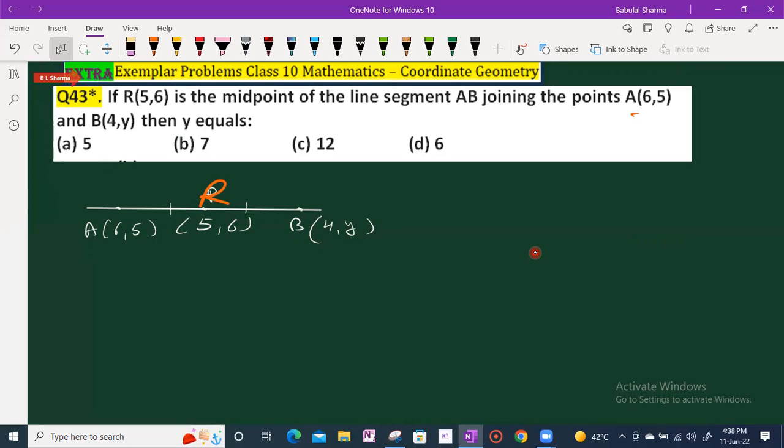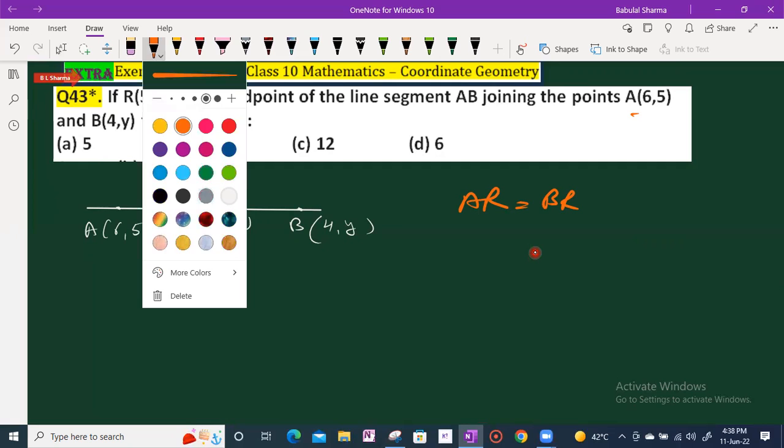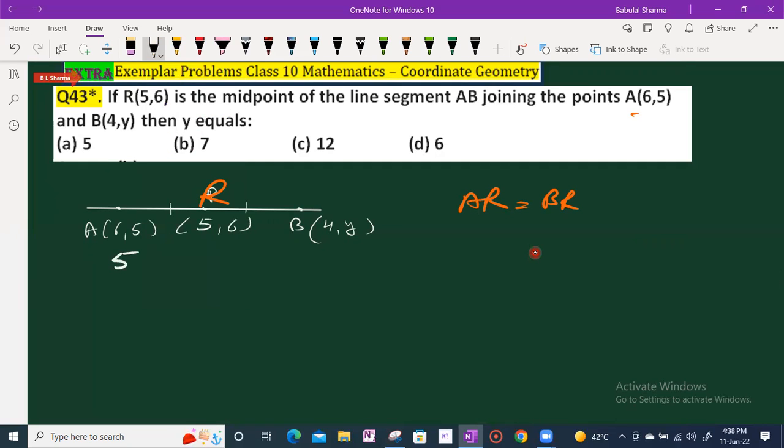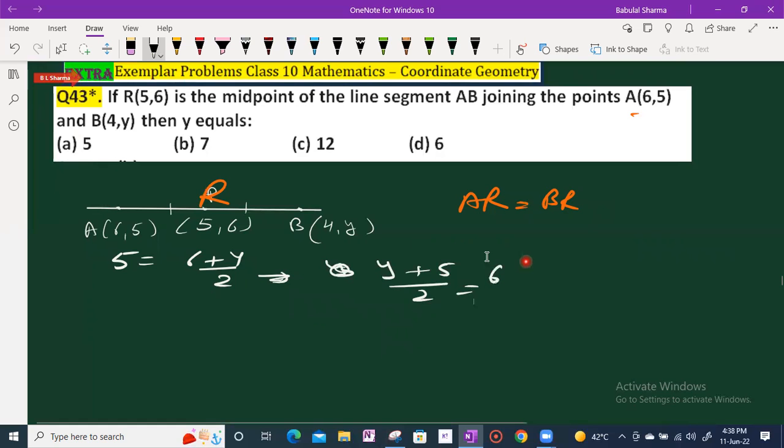It means we can say AR is equal to BR. So R is midpoint. Using the midpoint formula, we can say 5 is equal to 6 plus 4 divided by 2. That is right. But हमें तो ये पता ही नहीं करना है. हमें पता करना है कि y is equal to the coordinates of midpoint, that is y plus 5 divided by 2, that is will be 6. See, y1 plus y2 divided by 2.